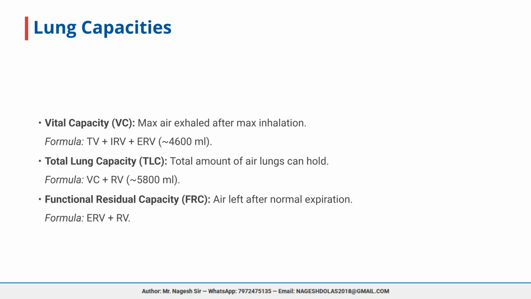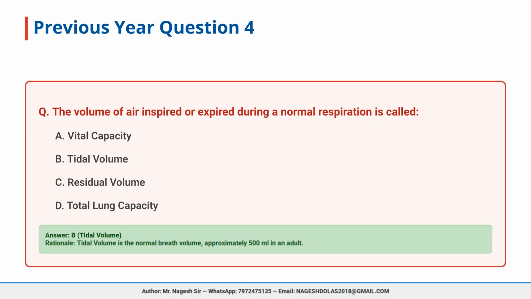Total lung capacity is the total air the lungs can hold. Functional residual capacity is the air left in the lungs after a normal expiration. Previous year, question 4. The volume of air inspired or expired during a normal respiration is called. The answer is B, tidal volume.